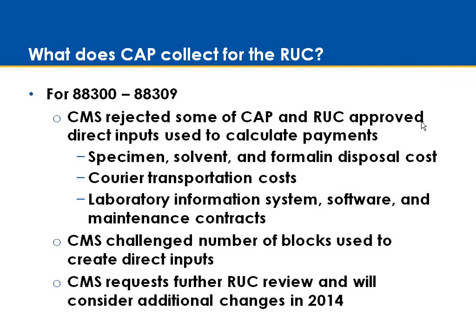The other thing is for 2013, these TC values for 88300 through 88309 are interim values. So in the final rule, CMS put a caveat in there that what they want to do in 2013 is get some independent verification of the number of blocks used to create the direct inputs. And in fact, in the final rule, they do state the assumptions that were made for each code, the block number.